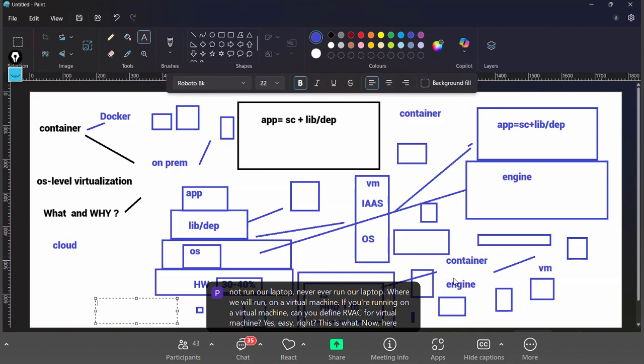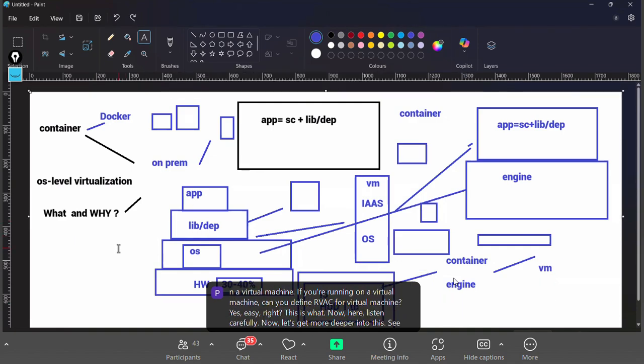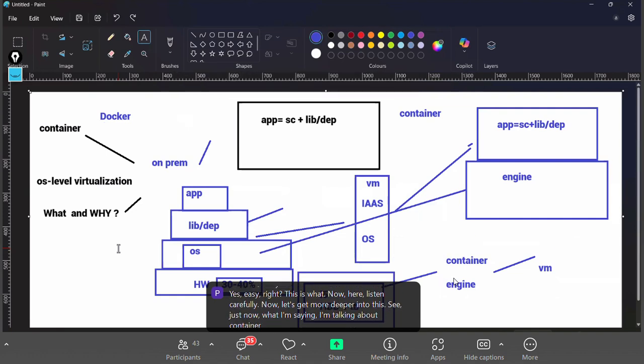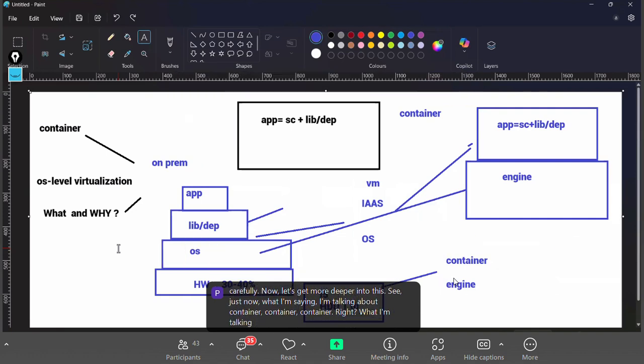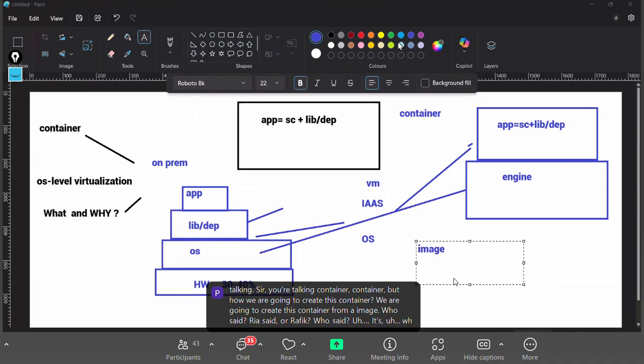Now here, listen carefully. Now let's get deeper into this. Just now I'm talking about container. Sir, you're talking container, but how are we going to create this container? We are going to create this container from an image. Who said? Riaz or Rafiq? Somebody asked me this. Rafiq, yeah, you said to me, right?